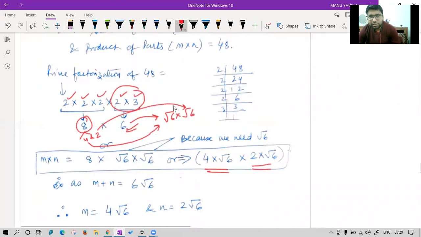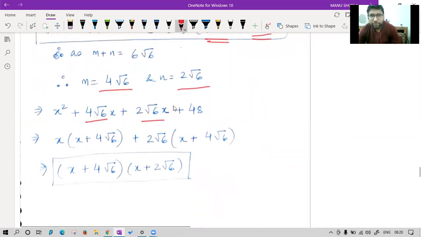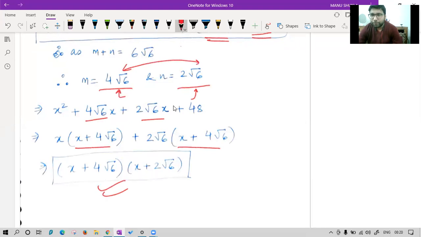And I just wrote the value of m and n. Then I broke the middle term. After breaking the middle term, I just took it common and got the answer as this. This was a little tricky because breaking was a little bit difficult in this question. Okay, because to understand this, you have to visualize the MN and M plus N equations.